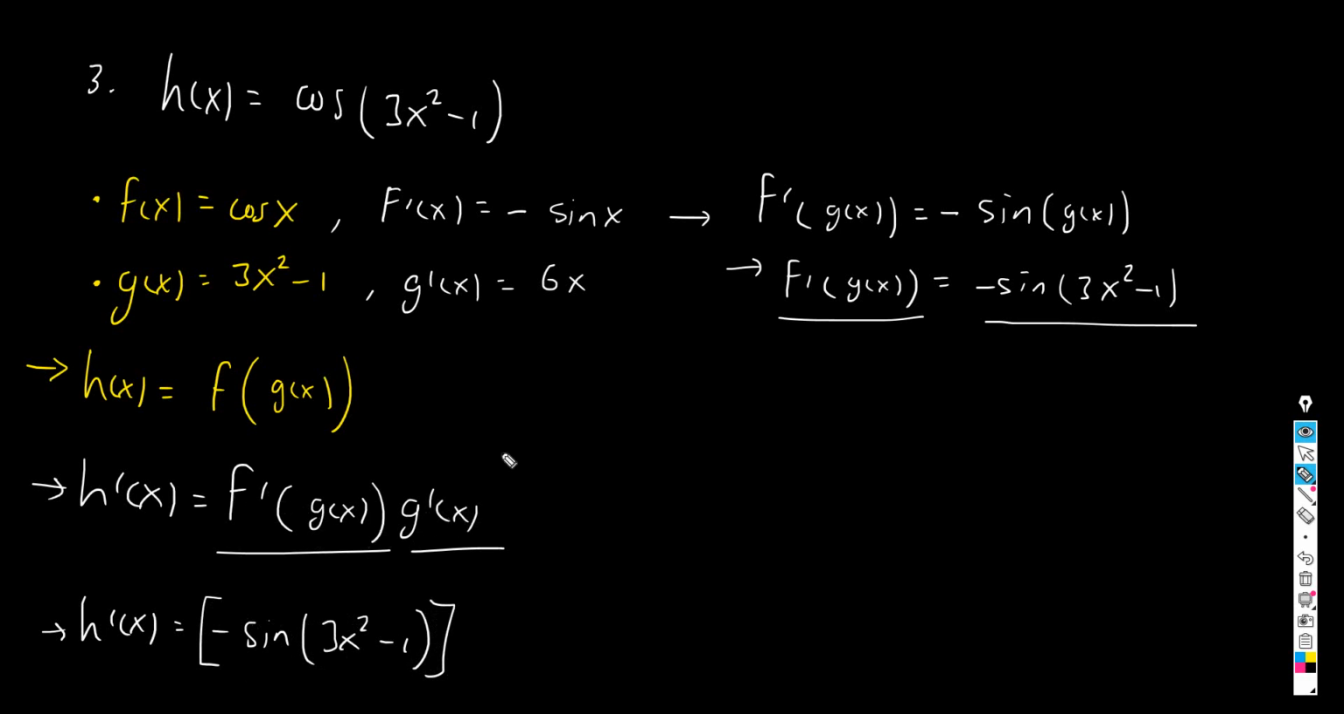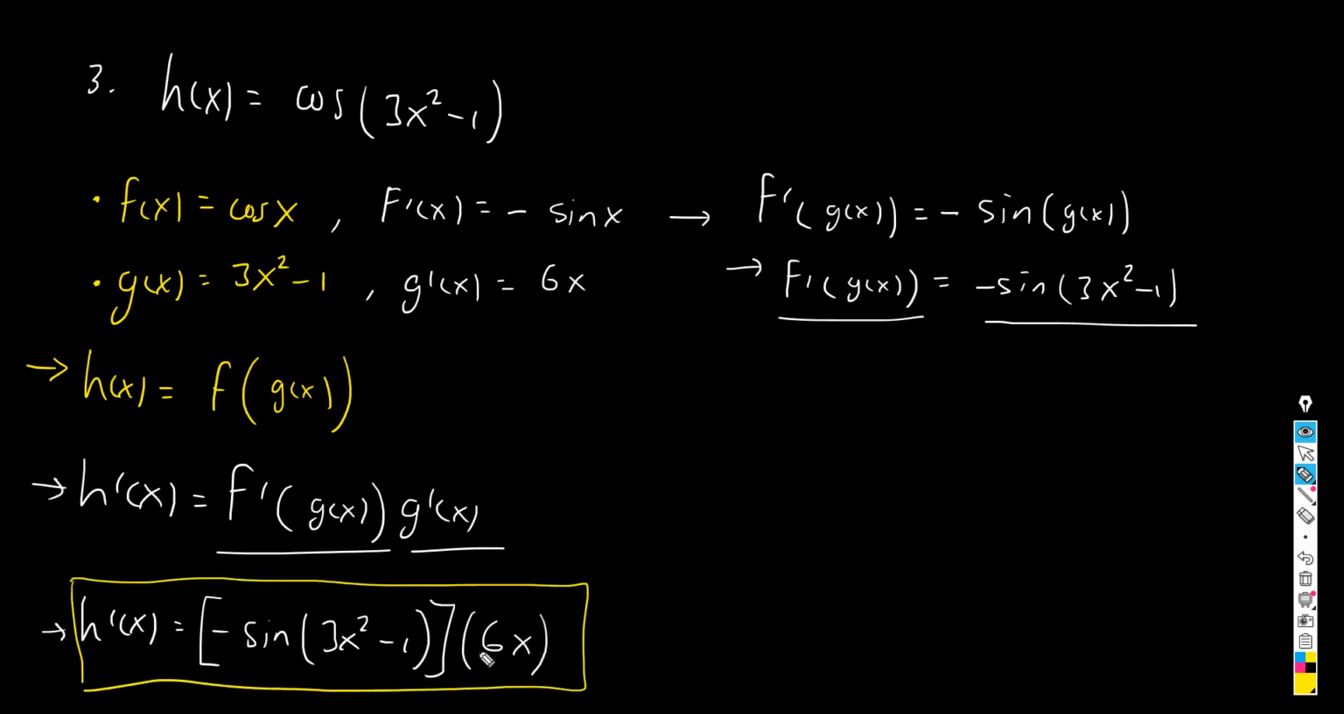And the other one is simpler. Just go look for g prime of x, which is 6x, and plug it. Paste it. There it is, guys. This is my full answer. Nothing else remains to be done.